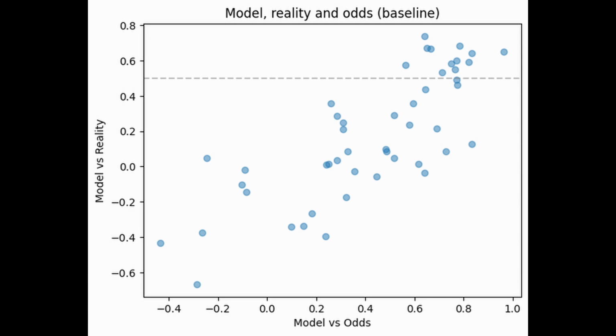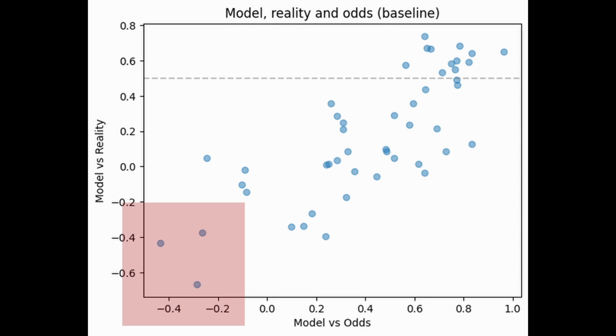Finally, let's look at the combined view of model, odds and reality. Here the x-axis is Spearman correlation between the model and the odds, and the y-axis is Spearman between the model and reality. Each dot is still one race.